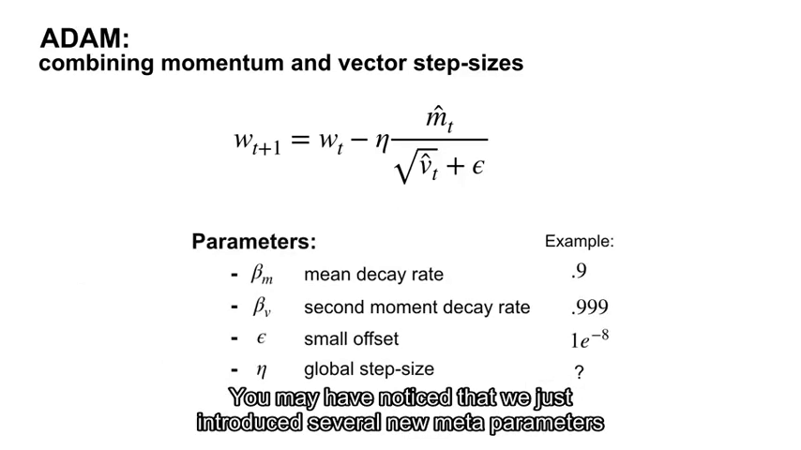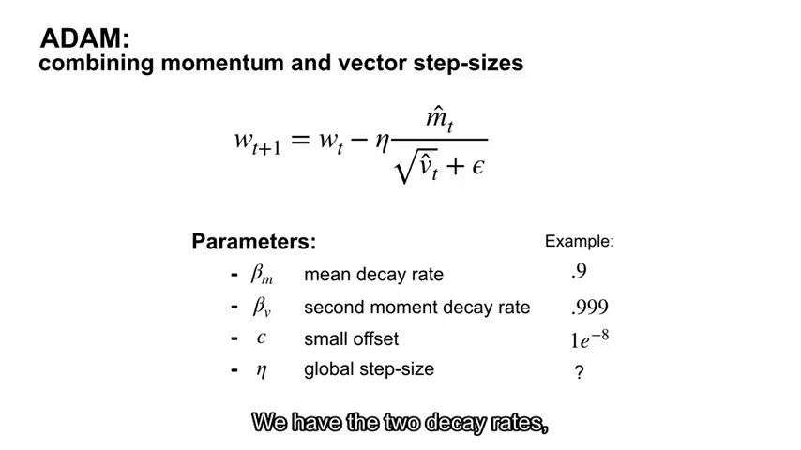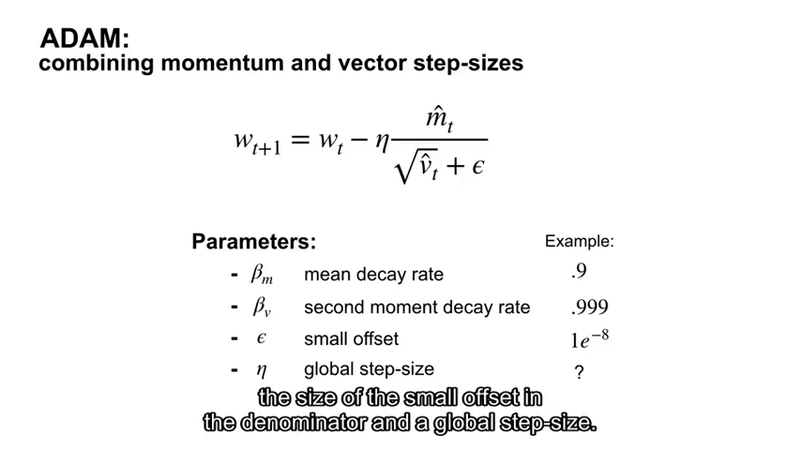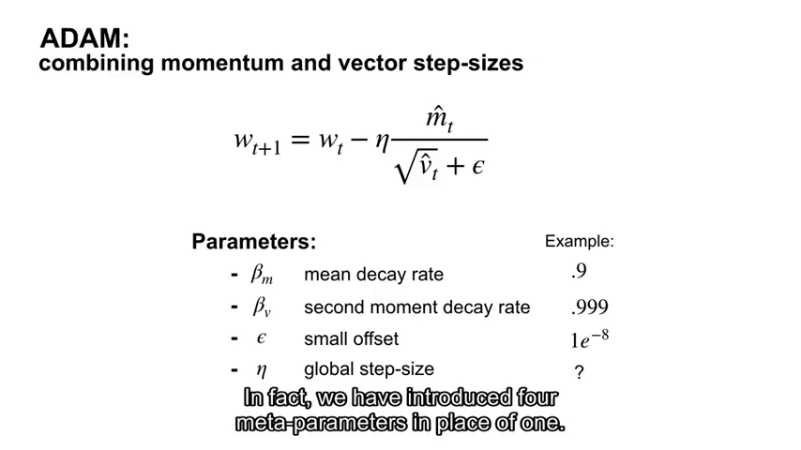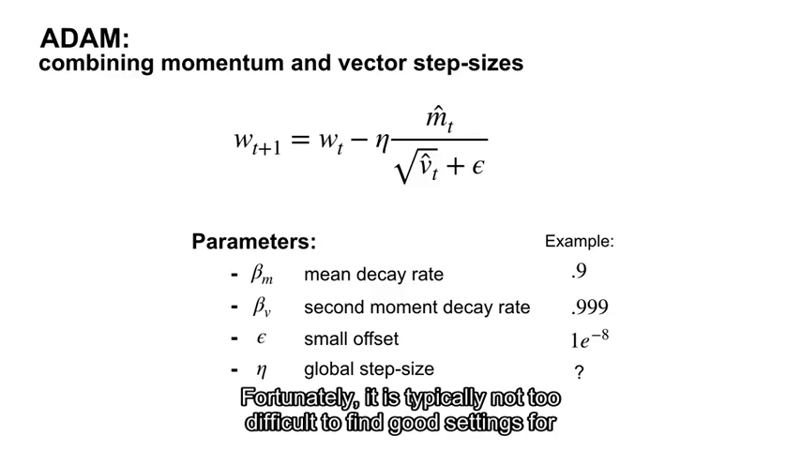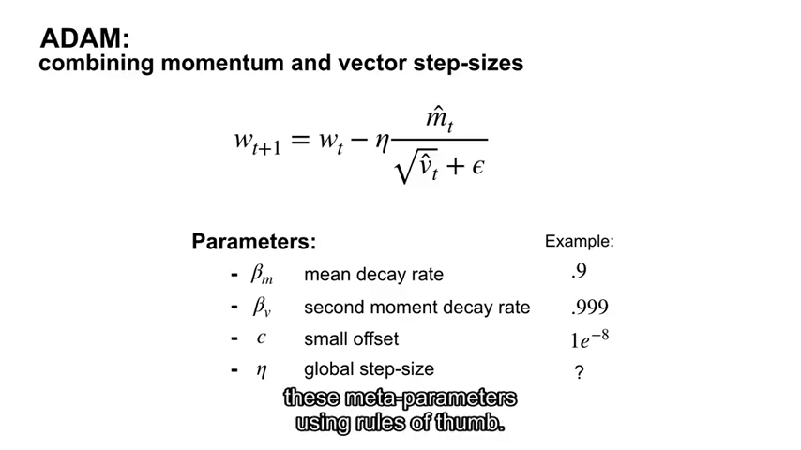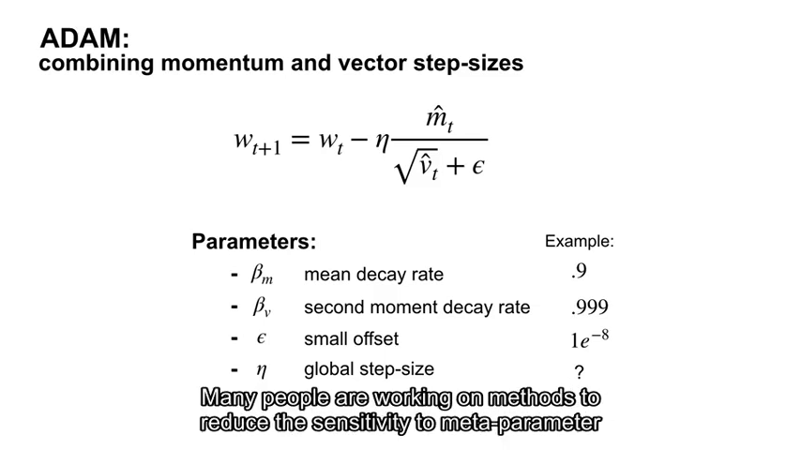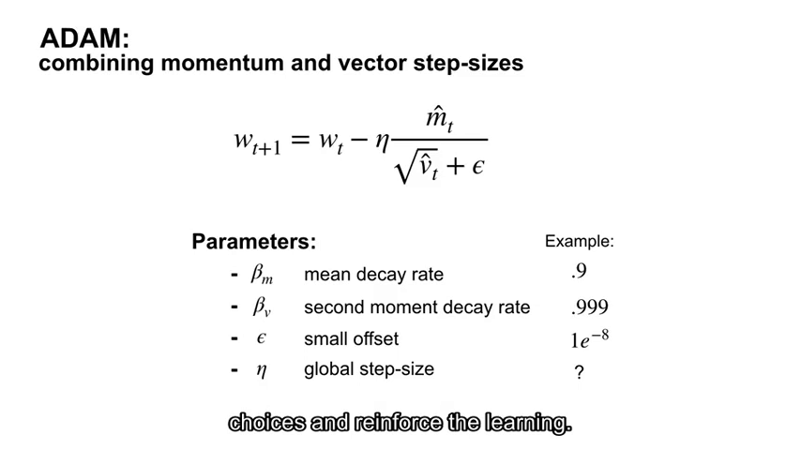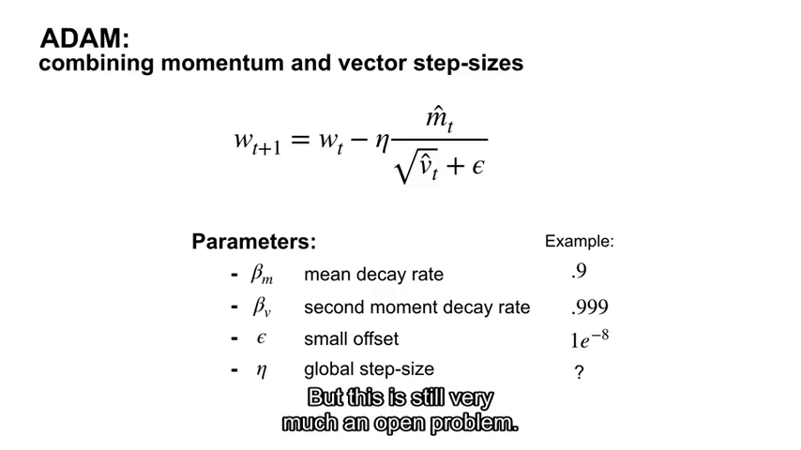You may have noticed that we just introduced several new metaparameters that we will need to set. We have the 2 decay rates, the size of the small offset in the denominator, and a global step size. So we haven't achieved metaparameter-free learning here. In fact, we have introduced 4 metaparameters in place of 1. Fortunately, it is typically not too difficult to find good settings for these metaparameters using rules of thumb. But better performance can usually be achieved by tuning them individually. Many people are working on methods to reduce the sensitivity to metaparameter choices in reinforcement learning, but this is still very much an open problem.